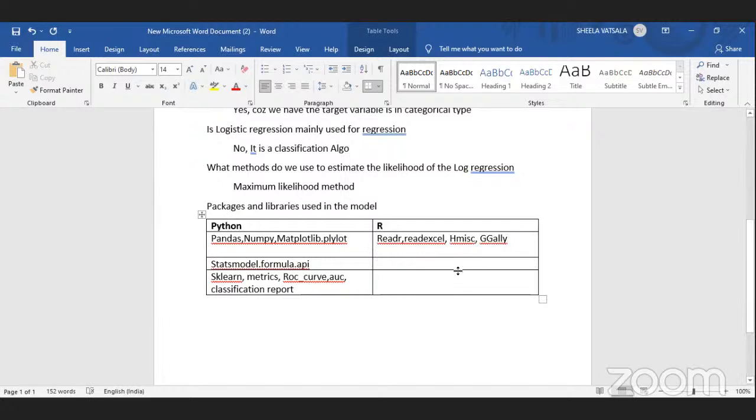Then for the regression model, we use GLM, right?